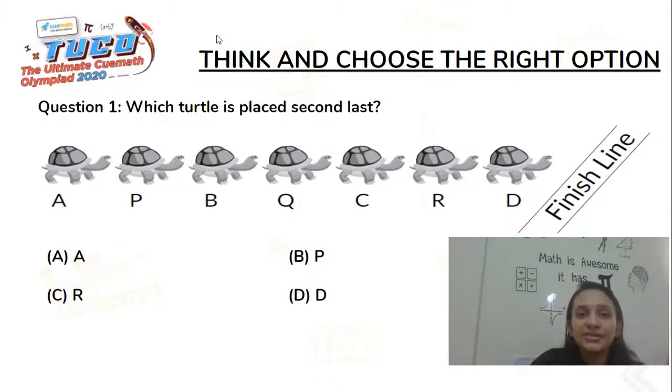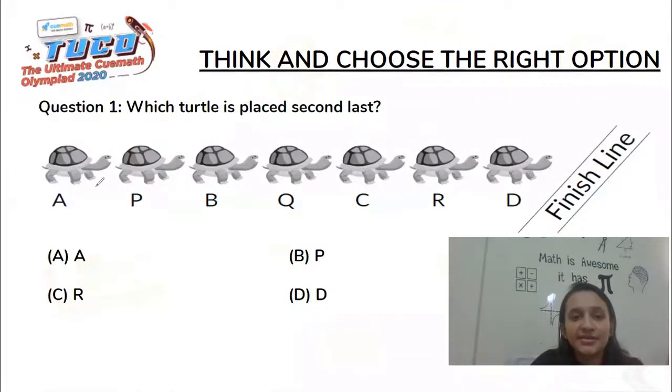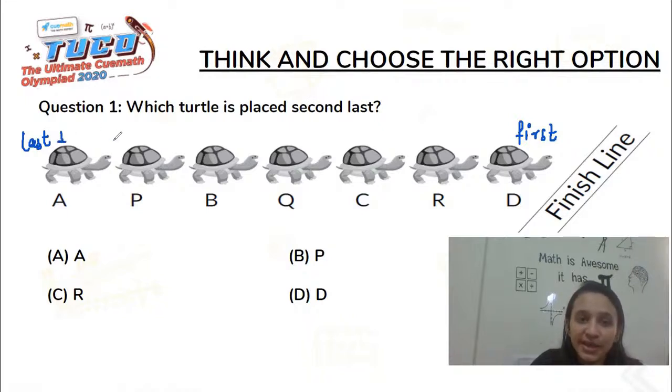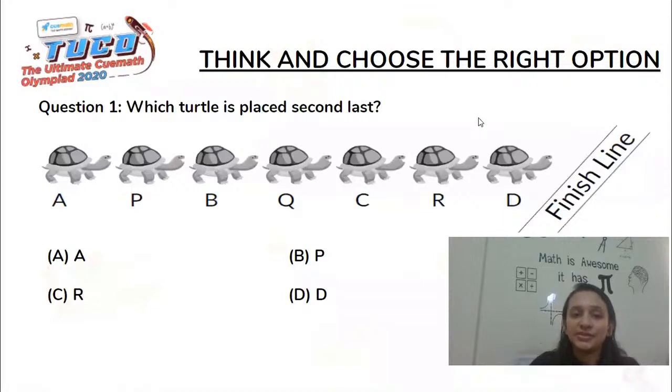And here the question is asking us, who is the second last? So this turtle is the last one. This is the one who is coming almost first, has not touched the finish line yet, but is coming first for now. And they're asking us which turtle is placed second last. So this is the last one. From here, the second one would be the turtle P, and so our answer becomes option B. That is, the turtle P is the one who is coming second last in the race of all these turtles here. Moving on to the next question.